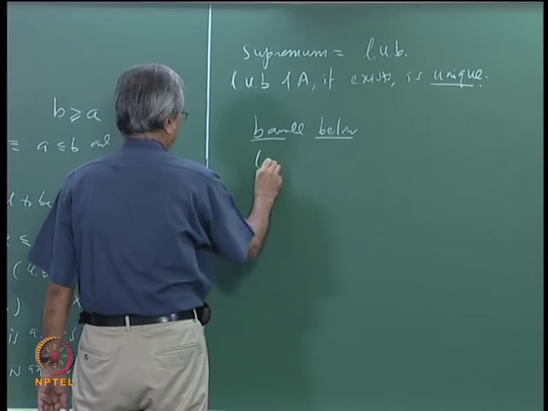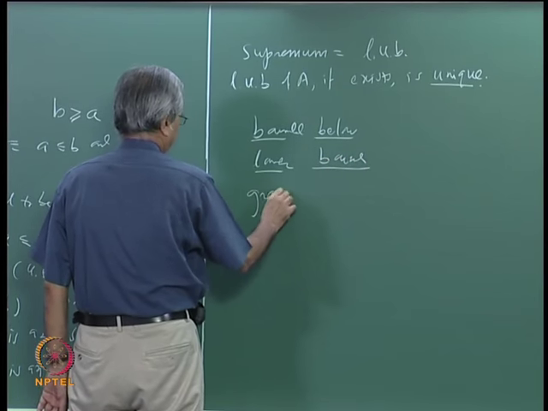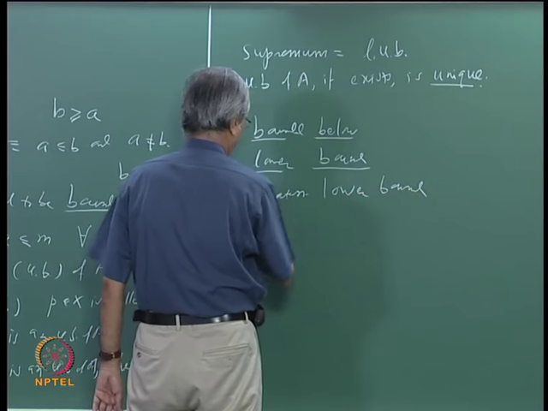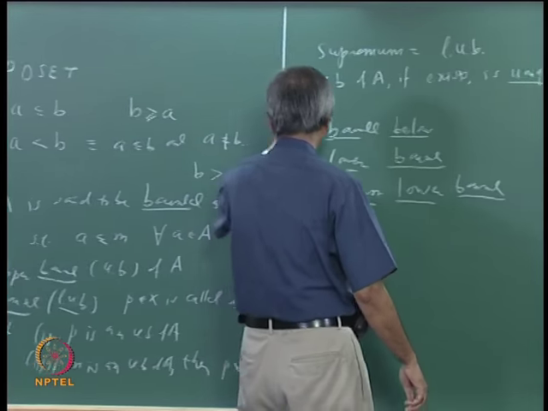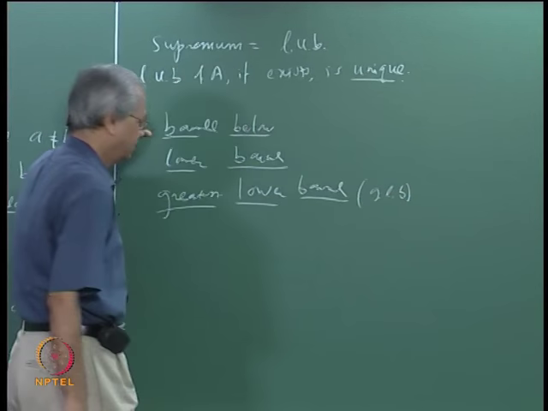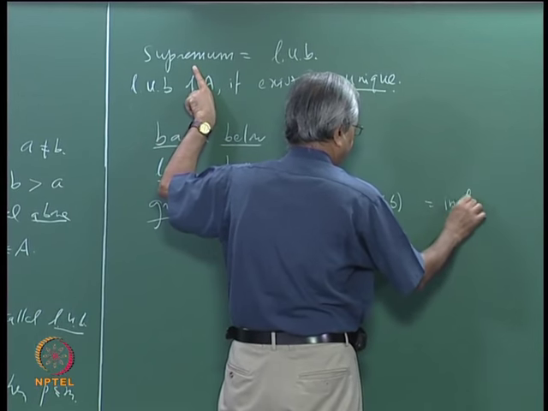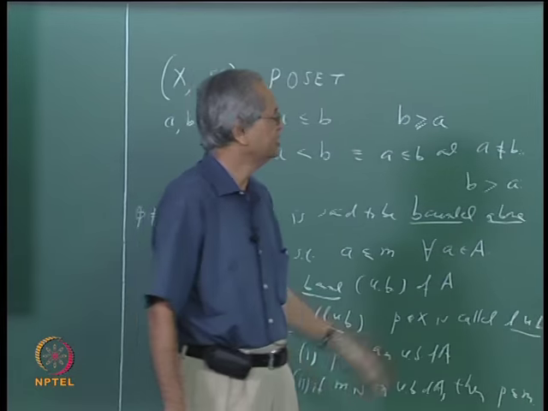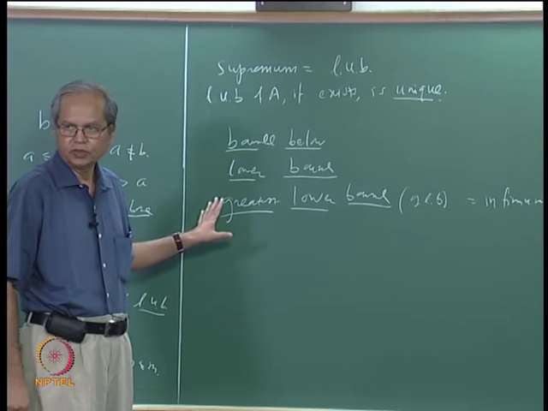Okay. Lower bound, greatest lower bound, and again just as this LUB is the standard short form of least upper bound, GLB is the standard short form of greatest lower bound. Okay. And corresponding to this supremum, greatest lower bound is also called infimum. And in a similar way, one can show that if infimum exists, it must be unique. Okay. If infimum exists, it must be unique.